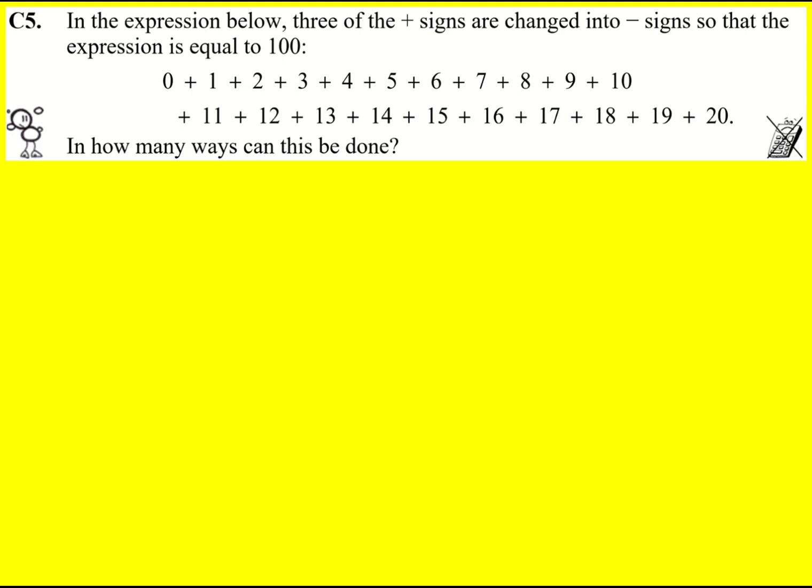We have a summation here, and we're being asked to change 3 of the plus signs into minus signs to get 100. How many different ways can we do this? Well, the first thing is to work out this summation, 1 plus 2 plus 3 plus so on. And there's a really quick way of doing this. It's worth knowing. It's actually the formula for triangle numbers.